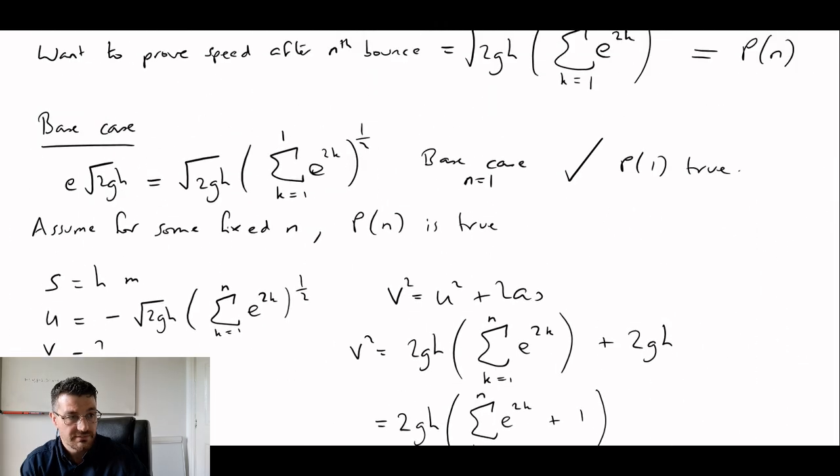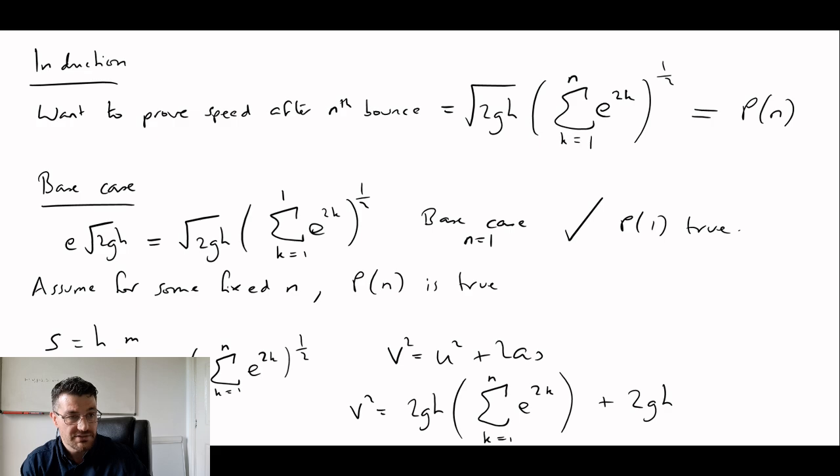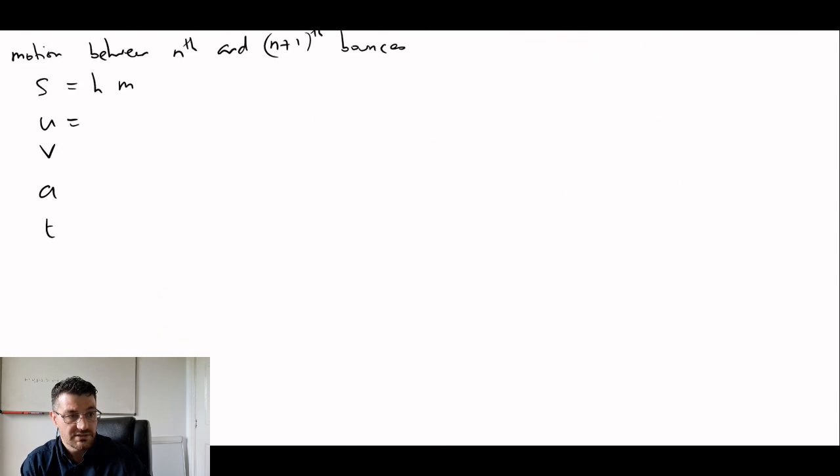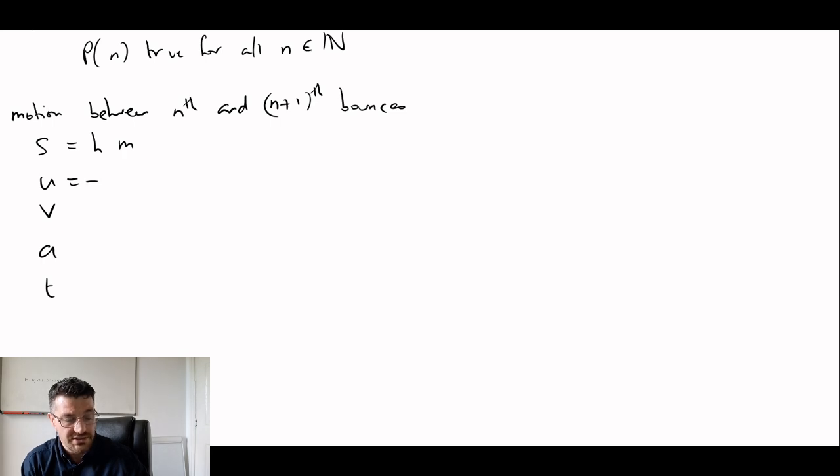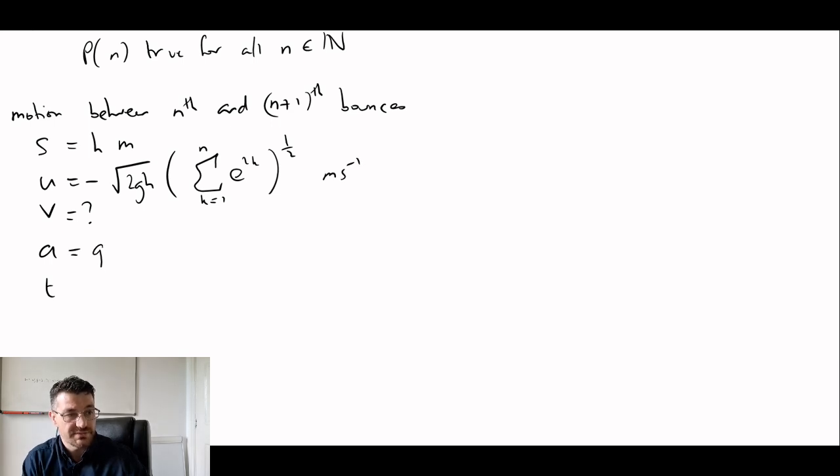let me get it right, the speed after the nth bounce. Right, so it's going to be this minus, don't forget the minus, square root of 2gh times the sum from k equals 1 to n of e to the 2k to the half. V is what we want to find. Acceleration is g meters per second squared, and we're also going to need to find t. So v squared equals u squared plus 2as.